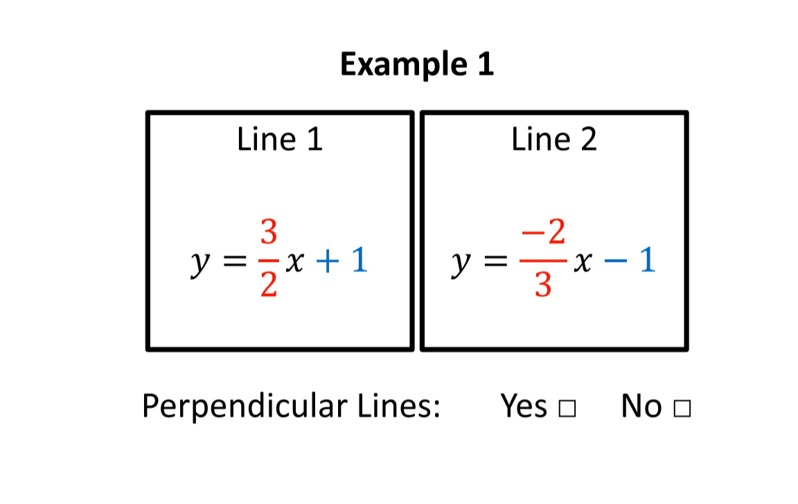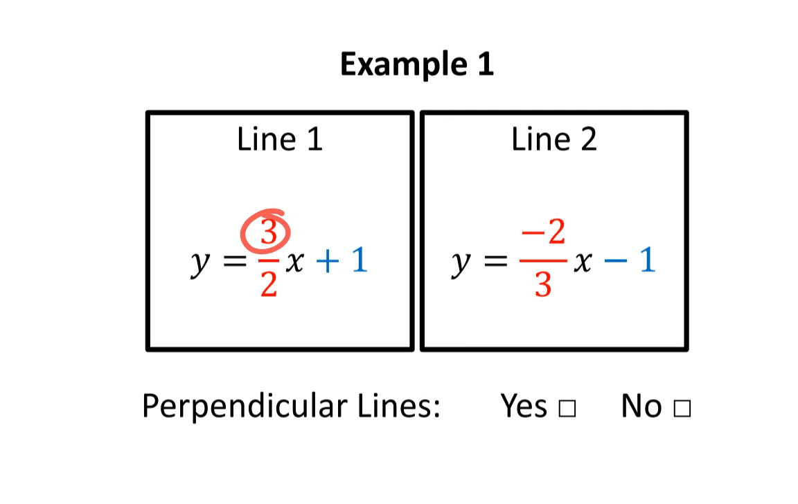In our first example, the equations of two lines are given. We want to know if they are perpendicular. Well, that means we need to take a look at their slopes. Line 1 has a slope of 3 over 2, while line 2 has a slope of negative 2 over 3. If you recall, perpendicular lines have slopes that are negative reciprocals. In other words, have these been flipped and switched?